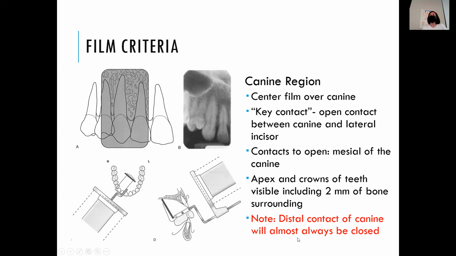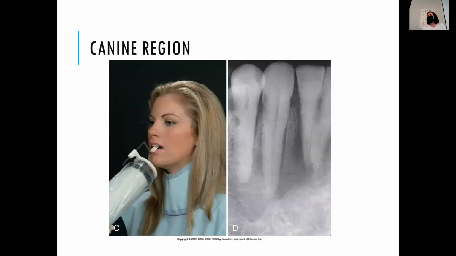Note the distal contact of the canine is almost always closed. So I think this is that one exception: if there is horizontal angulation, you don't have to mark it as an error. But everywhere else, with every other film in the whole mouth, you would mark horizontal angulation. But with this one, because it's almost virtually impossible to get that open, they've just, for whatever reason, made that the exception. So if you do mark it though, I would never mark you wrong for having said that's horizontal angulation. Okay. So here's just an image of a canine shot.